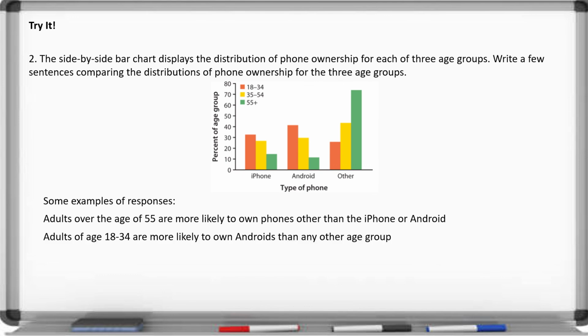You could also say that the adults of age 18 to 34 are more likely to own Androids than any other age group, according to the graph. So there are different interpretations of this graph, and these are just some of the examples.